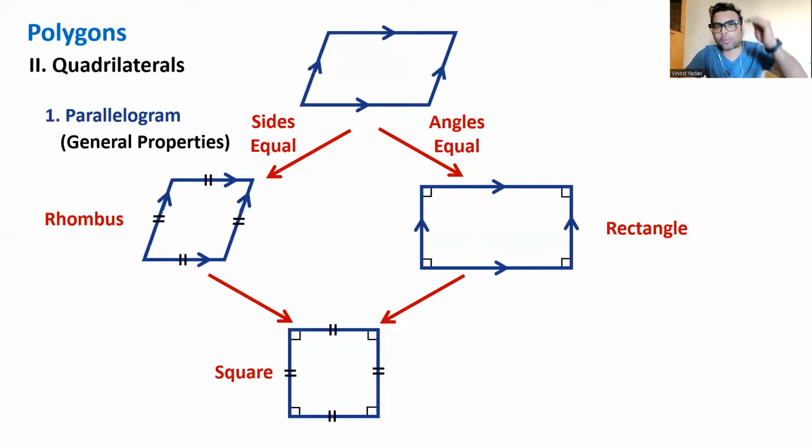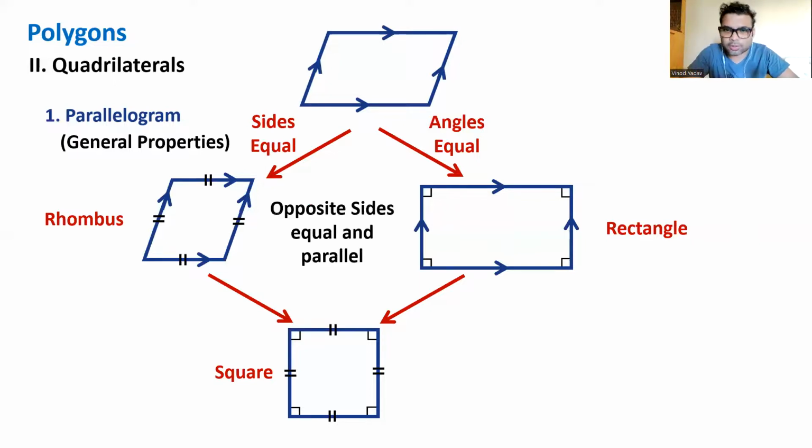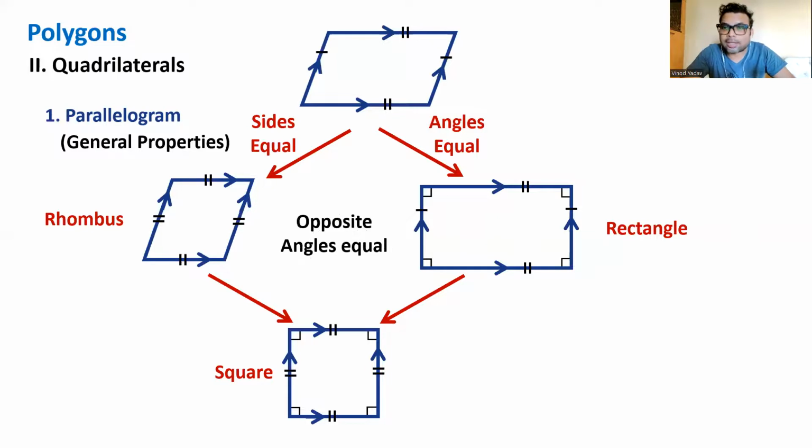First, the general properties, the features of the entire parallelogram family. The first one: opposite sides are equal and parallel. I hope you are noting it simultaneously. You can see it in all of them. Second, opposite angles are equal. In rectangle and square, you can see this with naked eyes, but in rhombus and parallelogram also it happens. You can easily derive it by taking two triangles. Both the triangles will be congruent.